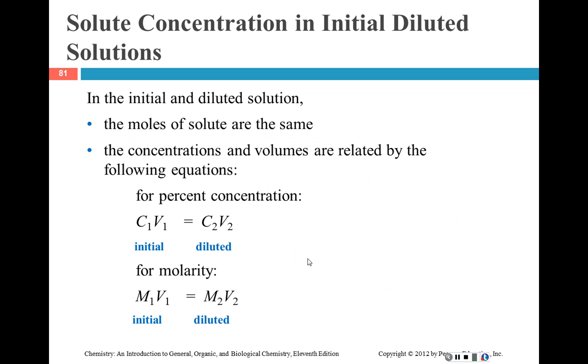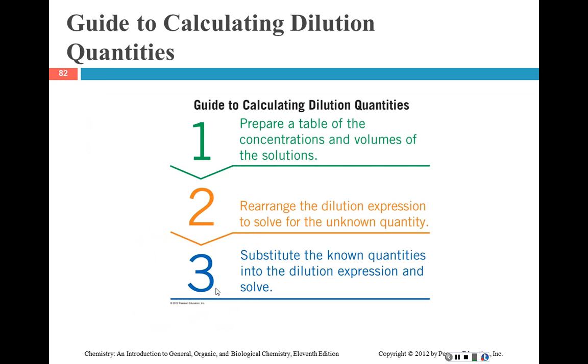So the rule is that the moles of the solute are going to have to be the same in the original solution as in the diluted solution. Basically that means concentration 1 times volume 1 is equal to concentration 2 times volume 2. In molarity, it's the same basic thing: the first molarity times the first volume equals the second molarity, the diluted one, times the new volume.